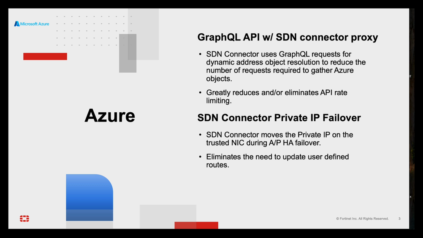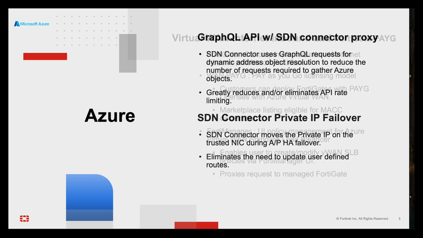The SDN connector also now supports private IP failover in active-passive deployments. The SDN connector moves the private IP on the trusted NIC during active-passive high availability failover. This eliminates the need to update user-defined routes.